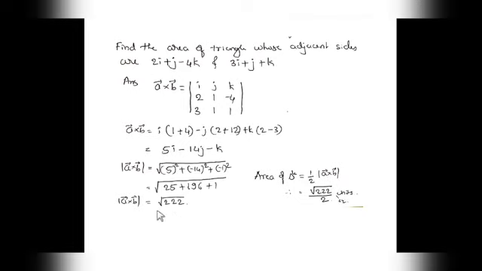If I find only this much, this will be the area of parallelogram. But we need to find out now area of triangle. So half into magnitude of vector A cross vector B. That is square root of 222 divided by 2 square units is the area of the triangle.